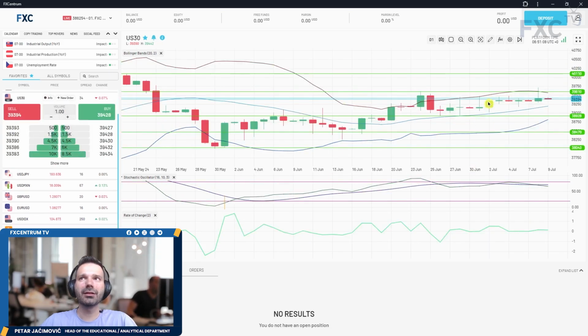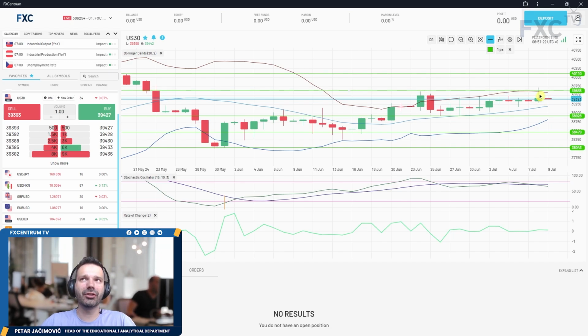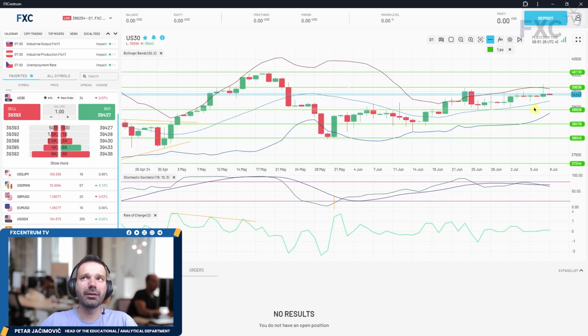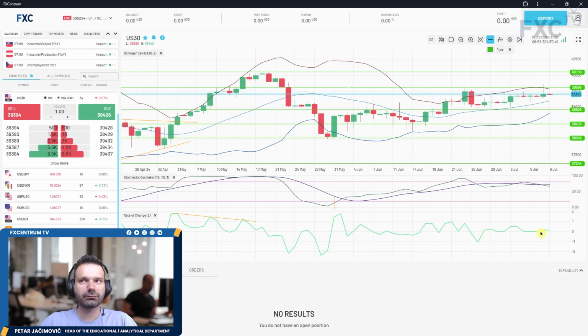US 30 is a totally different story. We have more of a 20-day consolidation, a pretty tight consolidation, with the resistance at around 39,650. So there was a test and a rejection yesterday of this pivot. We can also see quite a big contraction on the Bollinger Bands, and a pretty flat rate of change at this point.